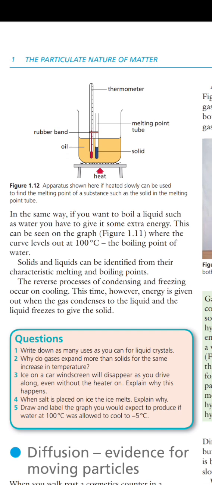5. Draw and label the graph when water at 100 degrees Celsius is cooled to -5 degrees Celsius. Answer. The graph should show. Start at 100 degrees Celsius, steam. A flat line at 100 degrees Celsius during condensation. A downward line from 100 degrees Celsius to 0 degrees Celsius as water cools. A flat line at 0 degrees Celsius during freezing. A downward line from 0 degrees Celsius to -5 degrees Celsius as ice cools.